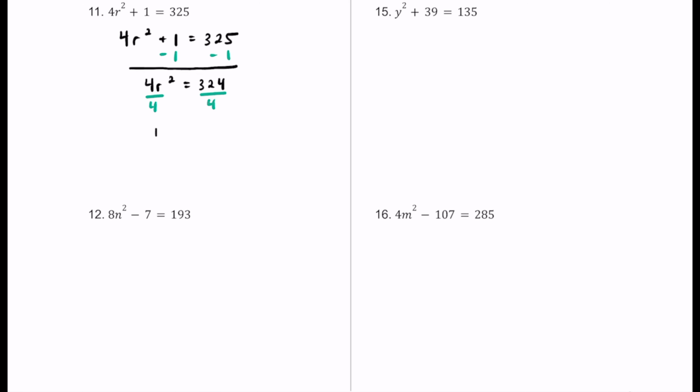We're going to be left with 1r squared, or just r squared, is equal to 81. That's what 324 divided by 4 is. So now that the r squared is isolated, we can take the square root of both sides. The square root of r squared is r, and the square root of 81 is positive or negative 9. So to make this equation true, r could be positive 9, or r can equal negative 9.